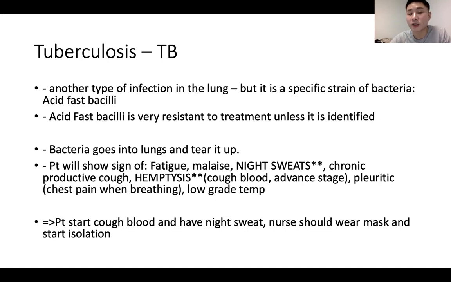Pleuritic, meaning chest pain when breathing, and low-grade temperature. So for example, a patient comes to the ER, you're an ER nurse, and the patient starts coughing up blood and mentions that they have night sweats. The nurse should wear a mask and start isolation immediately.